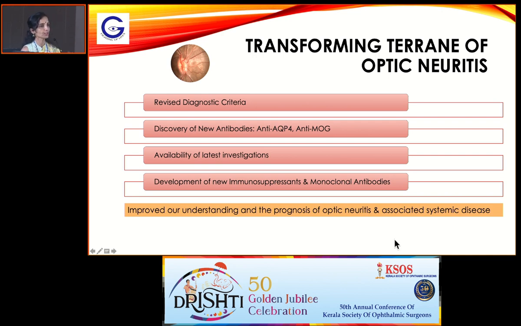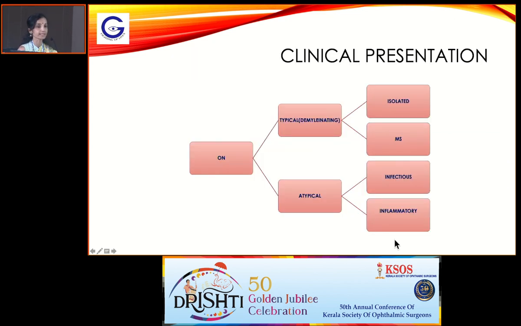We know that in optic neuritis there have been a lot of changes, basically because there has been a revision of the diagnostic criteria. There has been discovery of newer antibodies, basically the anti-aquaporin 4 and anti-myelin oligodendrocyte associated glycoprotein antibody. There has been availability of newer investigations, and we have new development of immunosuppressants and monoclonal antibodies. So all this has improved our understanding of optic neuritis and associated diseases.